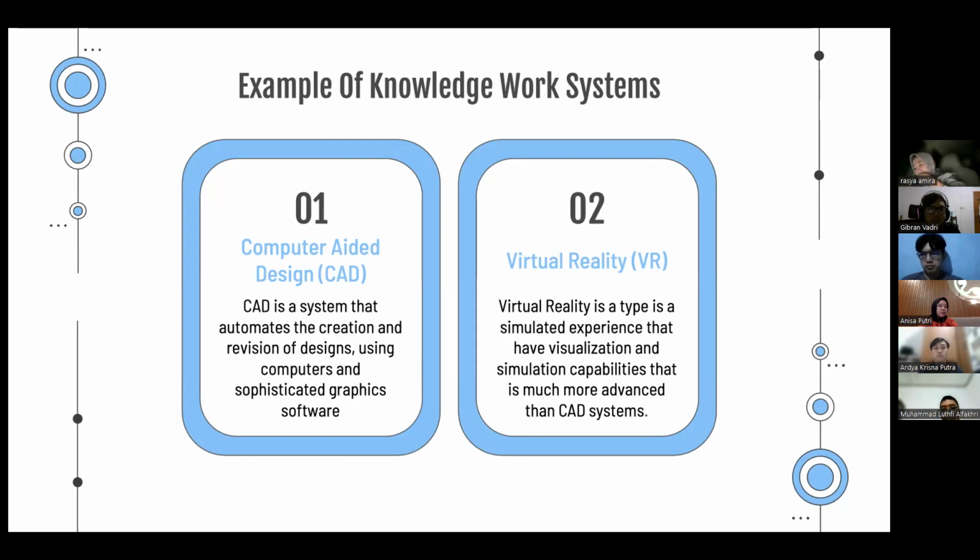Next, we have virtual reality, or simply known as VR. Virtual reality is a simulated experience that has visualization and simulation capabilities much more advanced than CAD systems. They use interactive graphic software to create computer-generated simulations that are so close to reality that users feel immersed in the simulated world. Now, to use VR, you will need a special gadget that is required to operate, and this can come in many forms, such as clothing, headgear, or equipment.